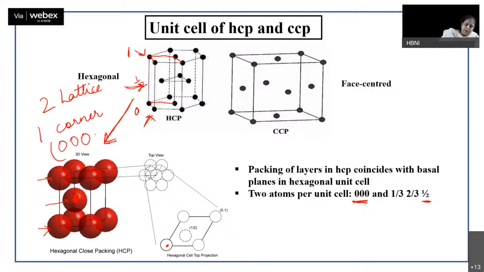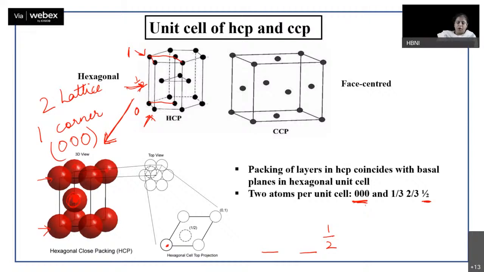Now we have to find the coordinates of the other lattice point, which is this particular atom. Now coordinate means x, y, z value. The z value we have already agreed upon: this second layer lies in between 1 and 2, equidistant from 1 and 2. So its z value is half. Now we have to find the x value and the y value.